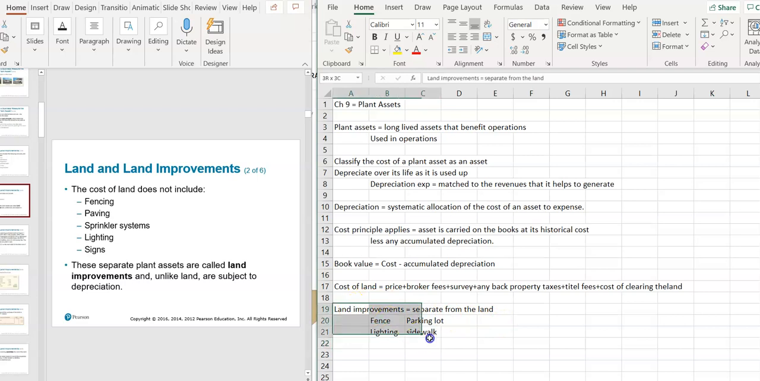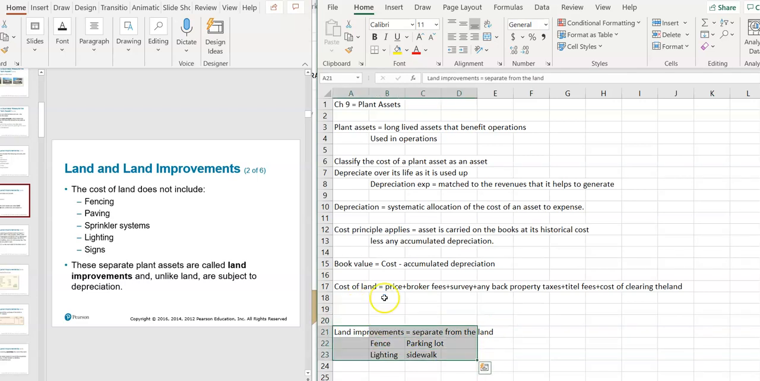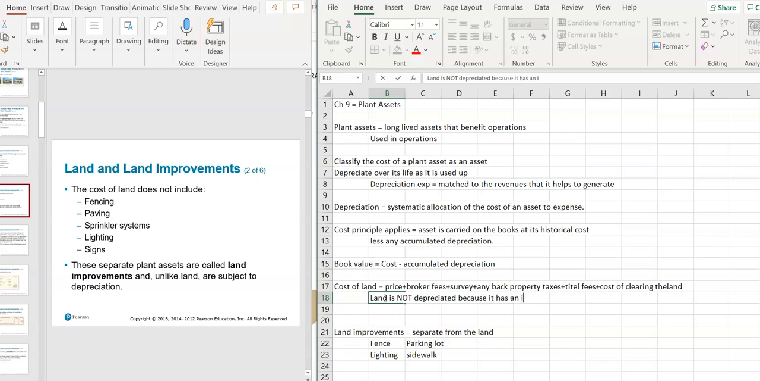So if you recall, let me type that in here. Land is not depreciated because it has an unlimited life, and we can't divide by infinity. Land improvements are depreciated.